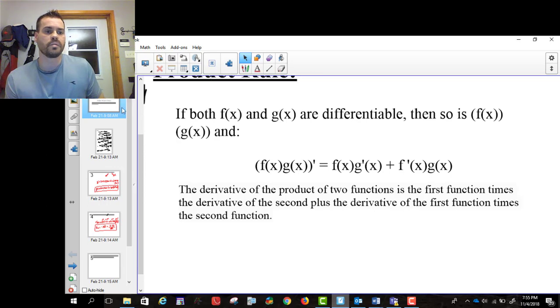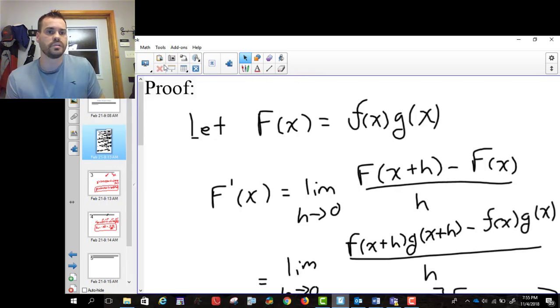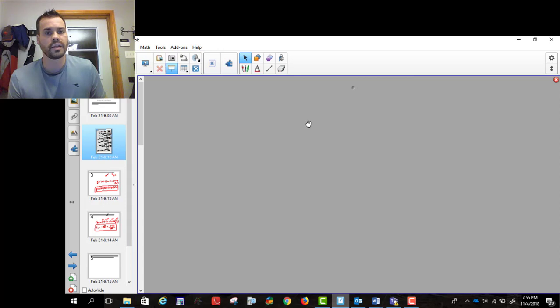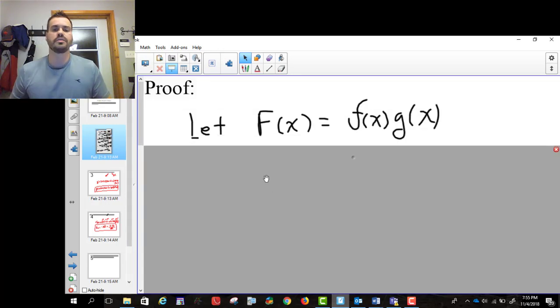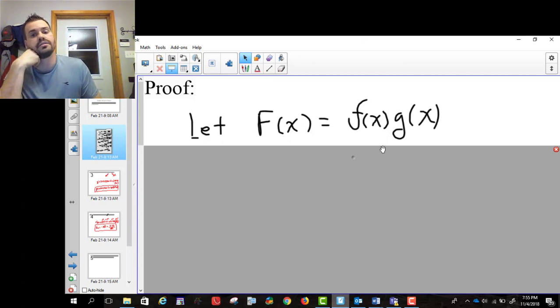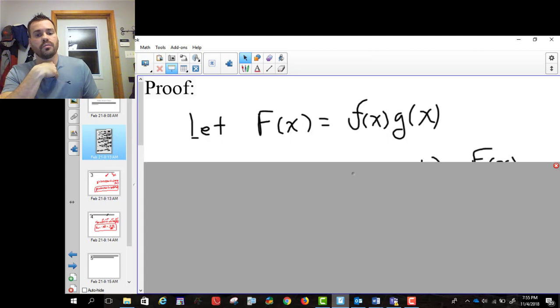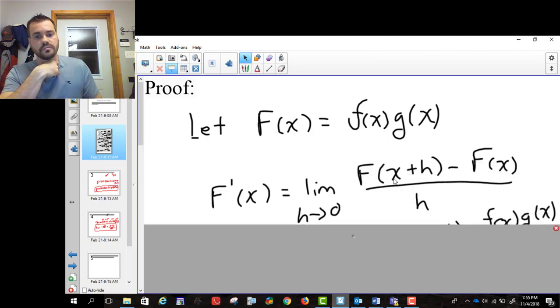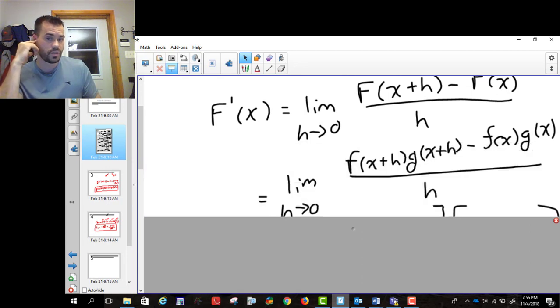Okay, and we want to prove that rule because if we're going to use it, we need to make sure we know that it actually works. And what we do is we always go back to our limit definition of the derivative. So we're going to start with a function that is f of x times g of x. That means the derivative of that function, I'm just using a capital F of x, is capital F of x plus h minus capital F of x over h. So when I plug in, wherever there's an x in here, I'm going to put an x plus h. So that's what it's going to look like when I'm done.